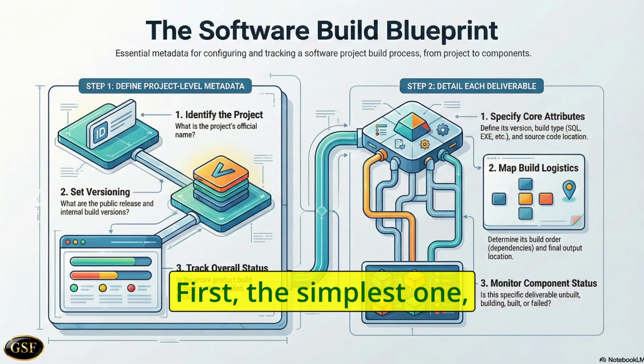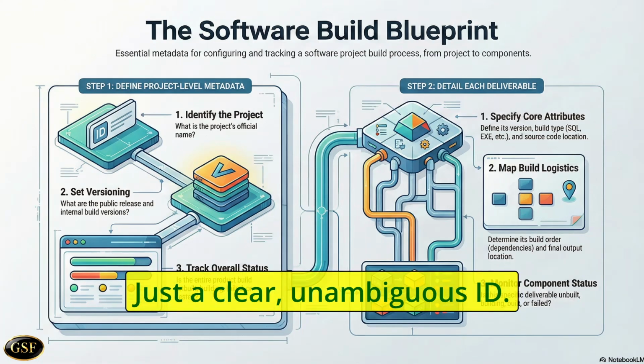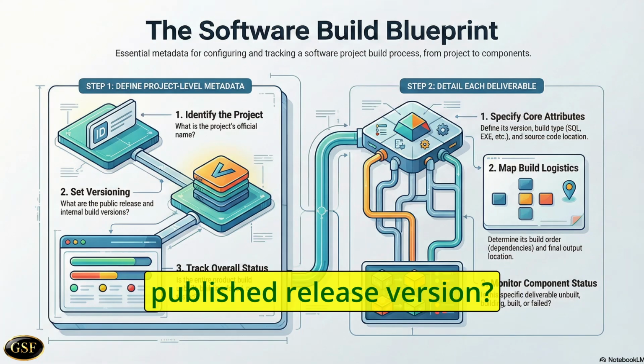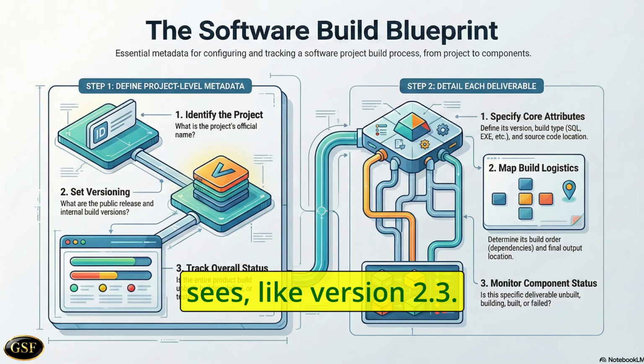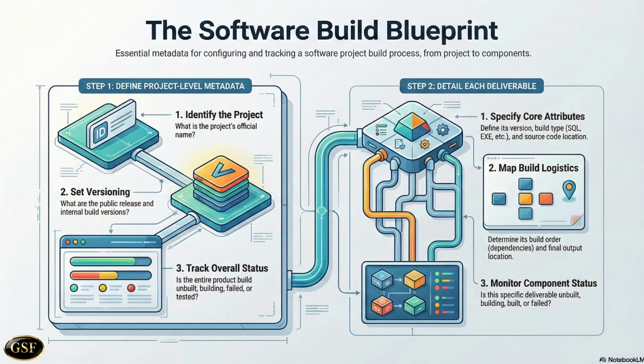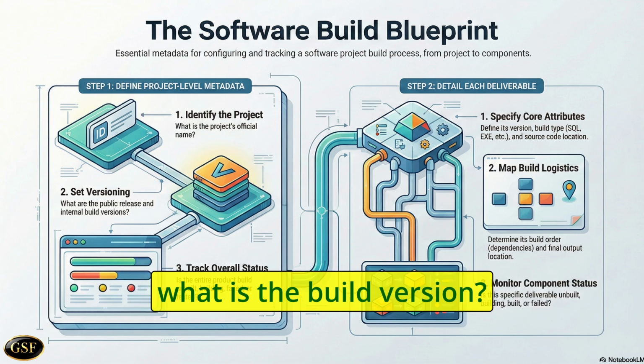Okay. First, the simplest one. What is the project name? Just a clear, unambiguous ID. Second, what is the published release version? This is the external number the customer sees, like version 2.3. Third, and this is where the auditing power really kicks in, what is the build version?